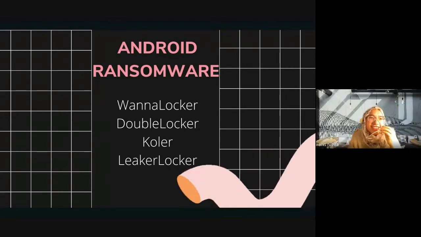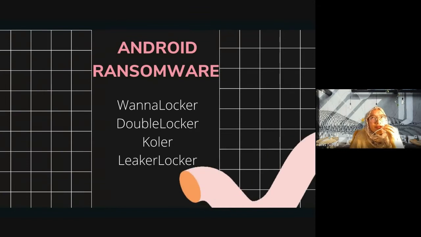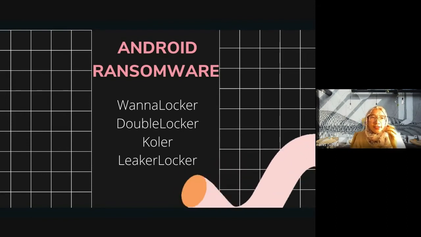So the last one is Liquor Locker. Liquor Locker is a ransomware that threatens its victims to leak their private information to the public if the victim refuses to pay the ransom to the attackers. The ransomware operates by locking the home screen while accessing the private information after the victim gives permission during installation of the software.